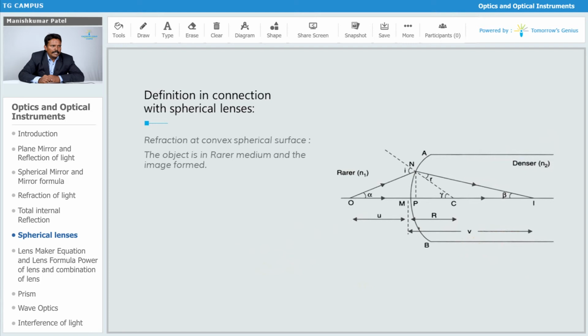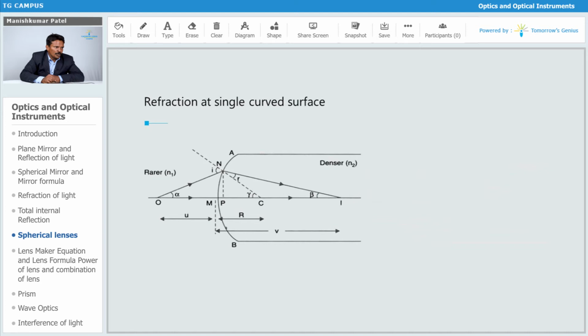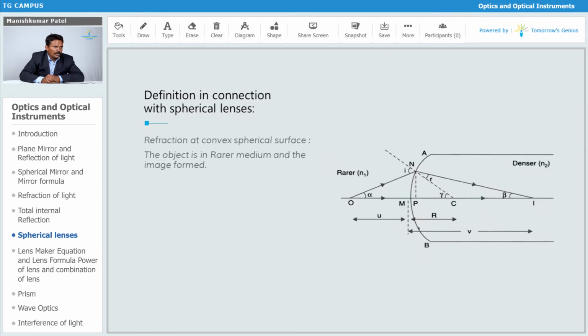Now the next thing, we have to see the definitions in connection with the spherical lenses, mainly the refraction at a convex spherical surface. So we have to get the result for the refraction at a single curved surface. How will you find the expression for the same? This is one curved surface which I have shown for this particular case, so we will derive the result for the same.